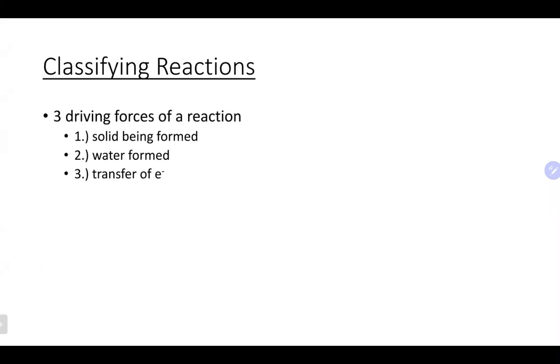All right, so now what we're going to talk about is these three driving forces for reactions. Now that we have the big idea of how these reactions are classified, we're going to talk about more specific classifications. As I mentioned last time, these are the three reasons why a reaction takes place. It either wants to form a solid, it wants to form water, or it wants some type of electron transfer. We commonly see the first two under the umbrella of double displacement reactions.